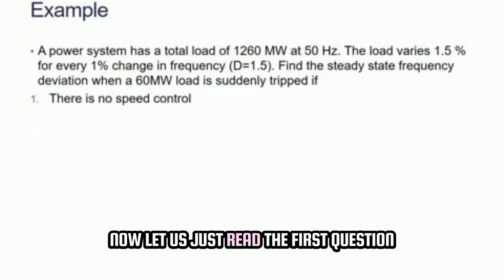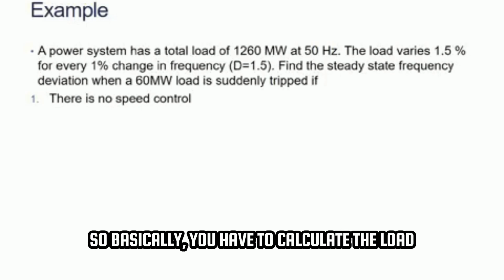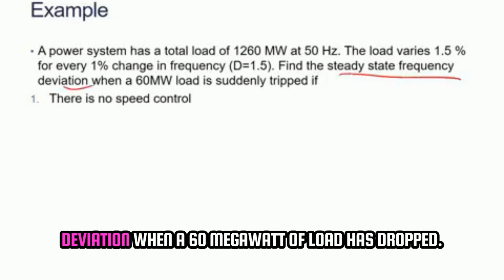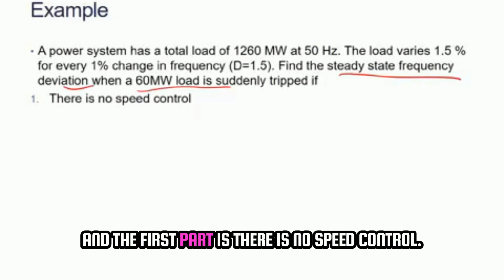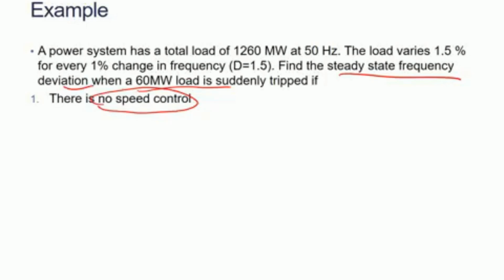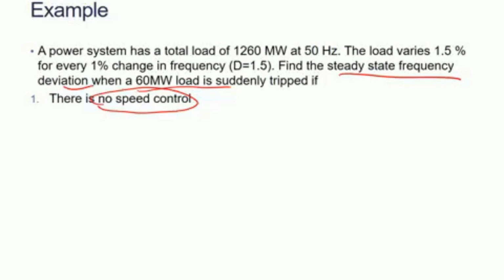Now let us read the first question first and then go for the second question. You have to calculate the steady state frequency deviation when 60 megawatt of load has dropped, and the first part is there is no speed control. What do we mean by there is no speed control? What is the meaning of no speed control?